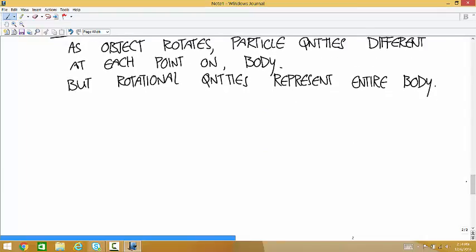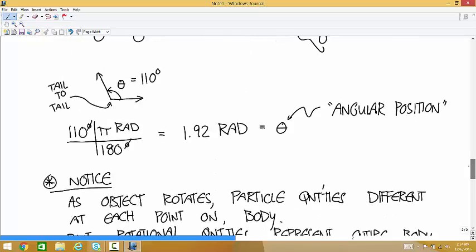Any other questions yet about angular position? How did you know this was 110 degrees? Oh, I just looked at it. It looked like about that. Yeah. I mean, you could measure it with a protractor or something. You'll probably be given it. That's right. Yep. But like on a videotape, I said kinematic stuff you can always tell from a videotape. You could take a protractor up to the screen, measure it that way.